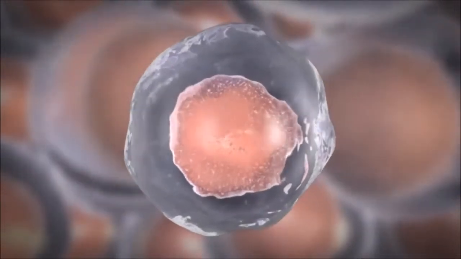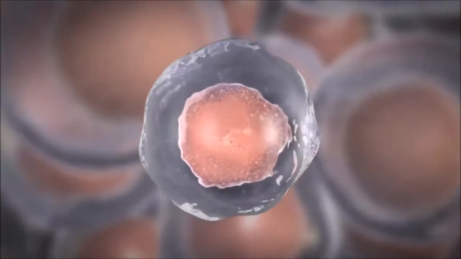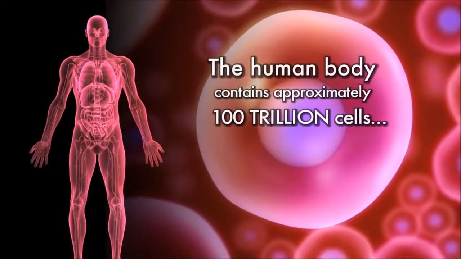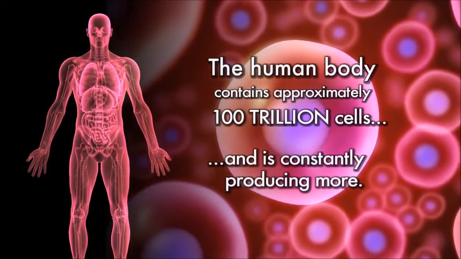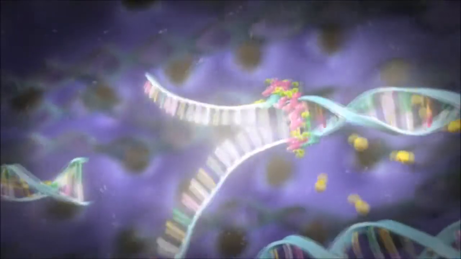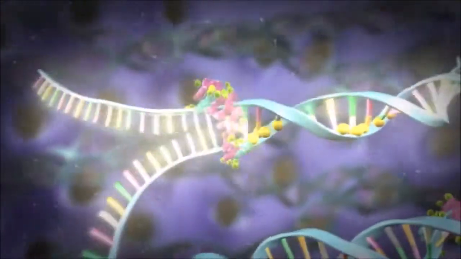The human body is made of small little living units known as cells. And there's an awful lot of them. There's approximately 100 trillion cells in the human body, constantly producing more. Some of them are dying, some of them are being recreated, you see, through a very integral process.